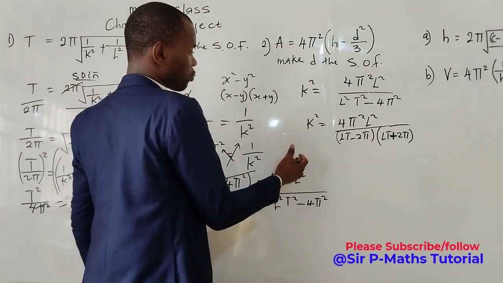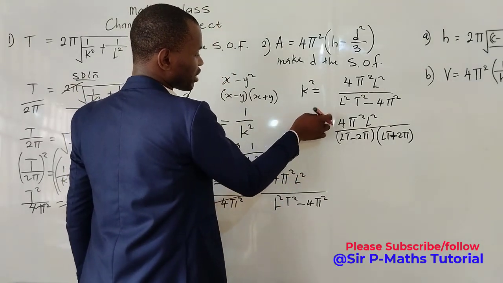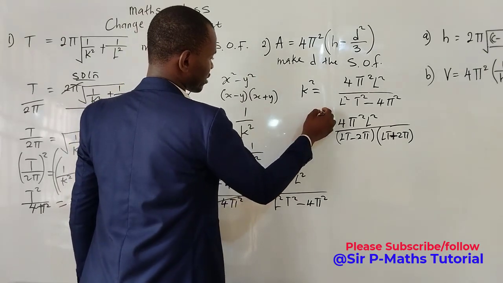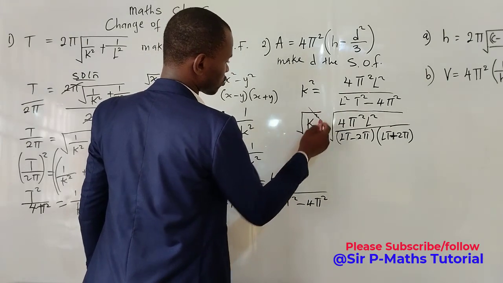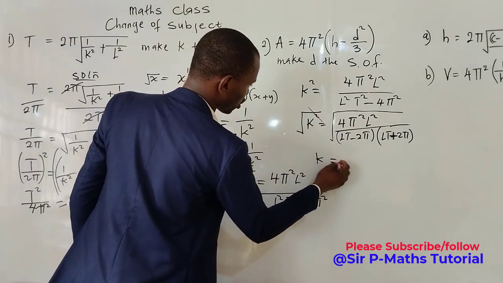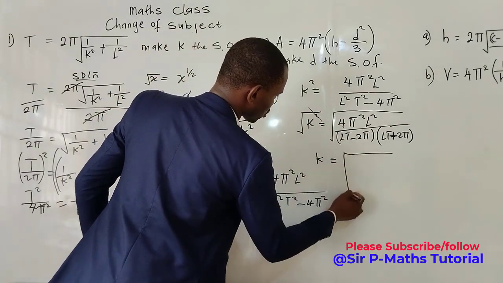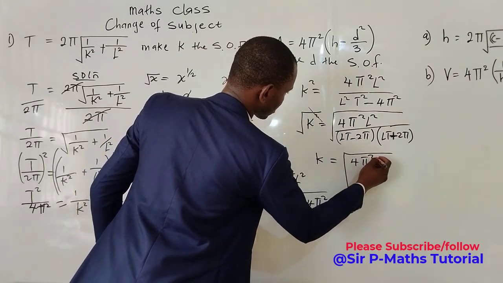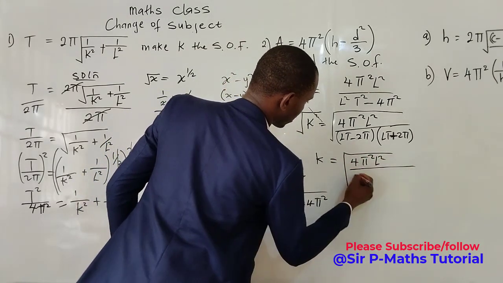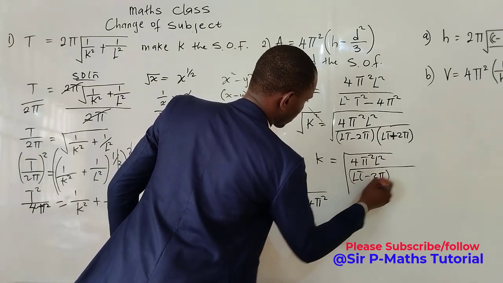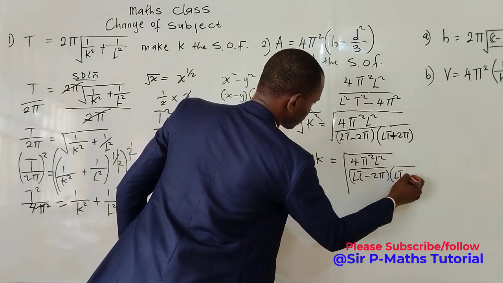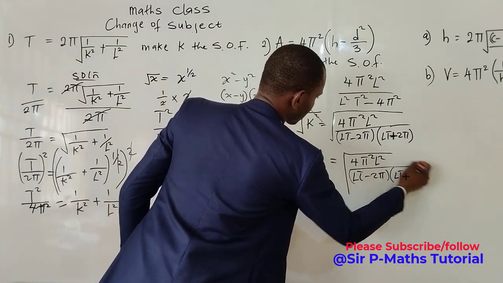The last thing we are going to be doing is removing the square in k by taking the square roots of both sides. This will now cancel this. So I'll have k equal to the square root of 4 pi squared L squared over (LT minus 2 pi) and then (LT plus 2 pi).